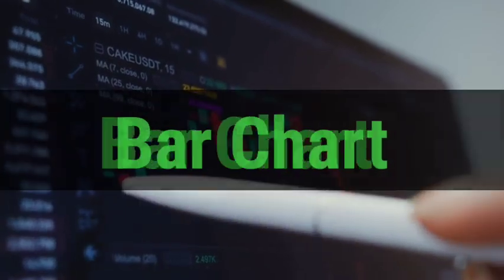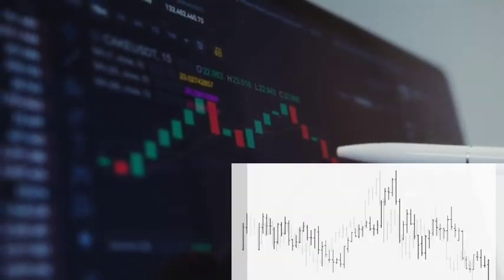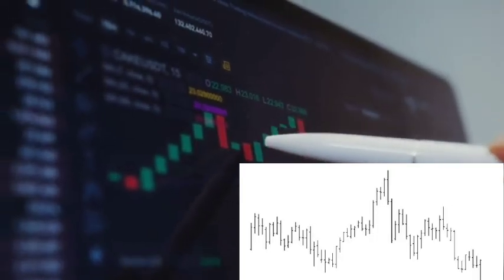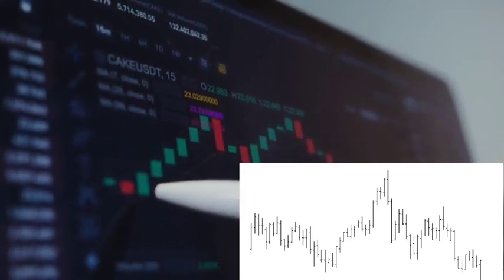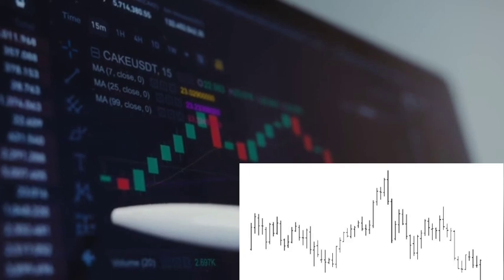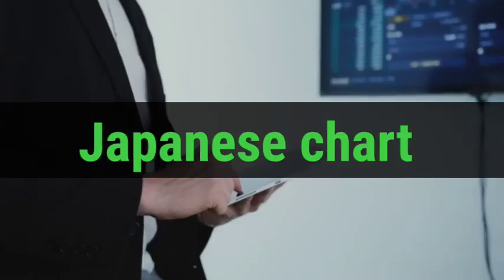Second, bar charts. Bar charts and candlestick charts are similar. The bar chart shows you more information than the line chart, as it also shows you the open, close, high and low that price made for each session. For example, the chart on the screen is a bar chart. The left tip or wing shows where the price opened. The bar high and low shows how far the price moved, and the tip on the right is where the price closed. Third, Japanese candlestick charts.